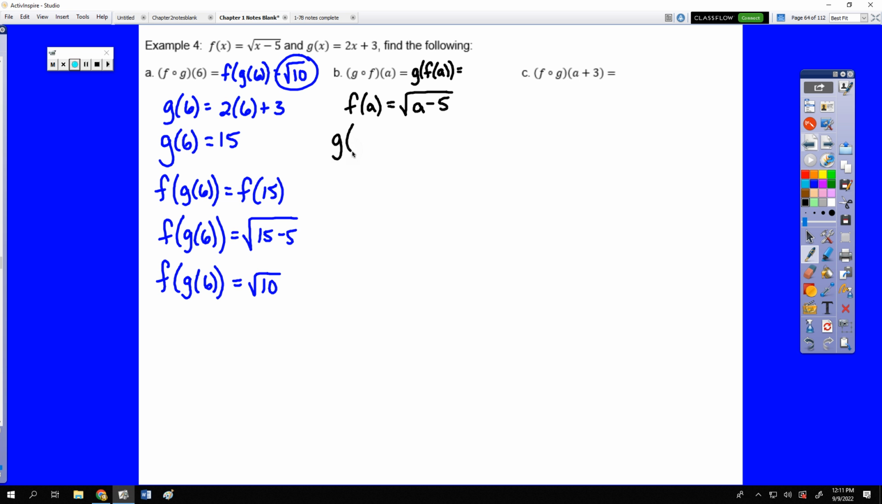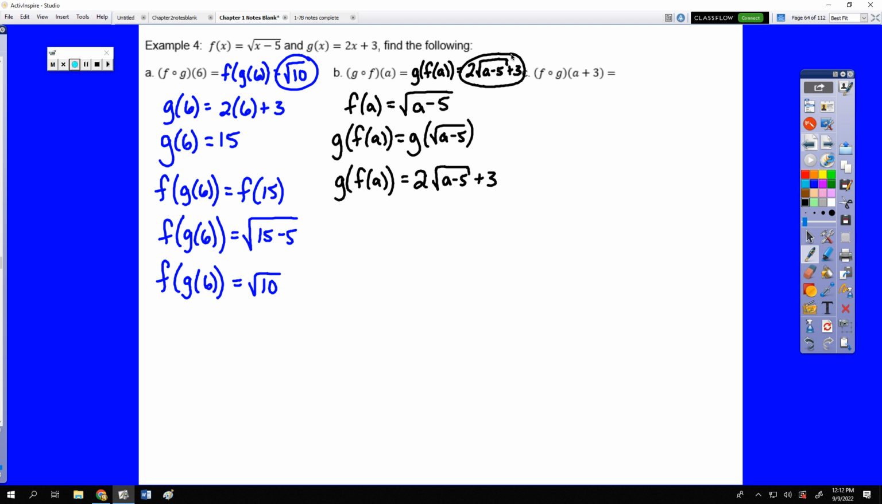We would then take that and we would plug it into g of f, which means we're doing g of the square root of a minus 5. So everywhere there is an x in g of x, we're going to plug in the square root of a minus 5. So that means that g of f of a would be 2 times the square root of a minus 5 plus 3. That cannot be reduced, and that is the final answer. Okay, make sure you note that the square root there ends after the 5.